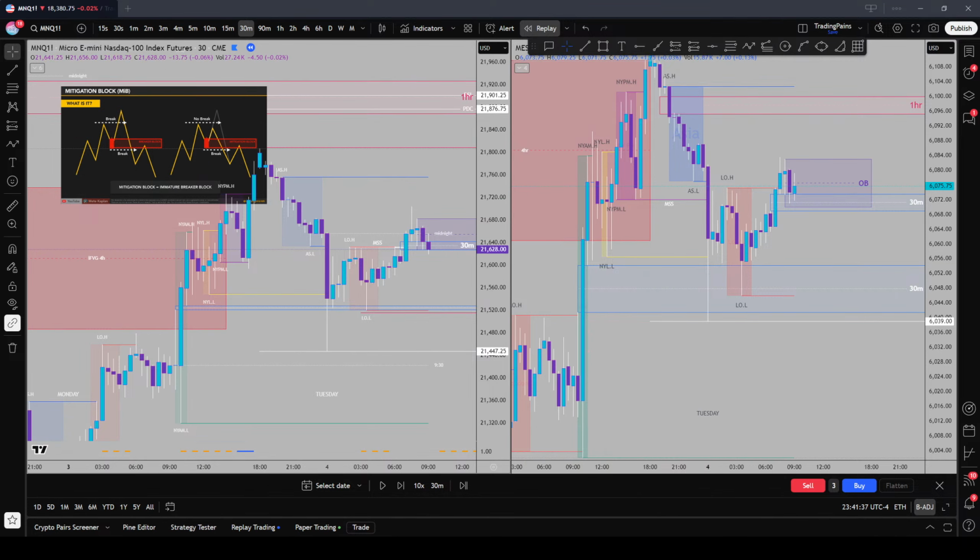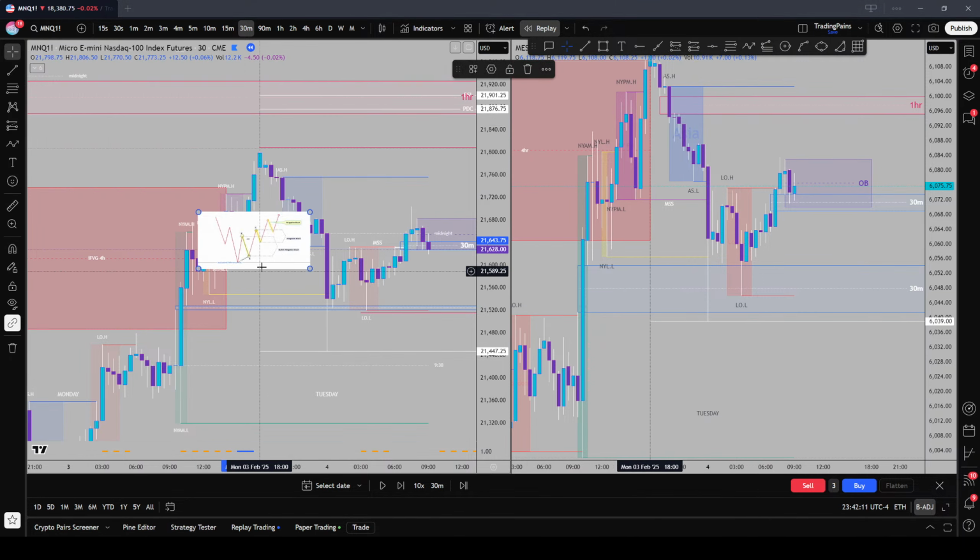Where is the breaker block for bears? Mitigation block. Bullish. It's gotta be a good example somewhere. Let me see this one. High, low. Oh, here we go. Copy image. I think this is a little better in explaining what it is.